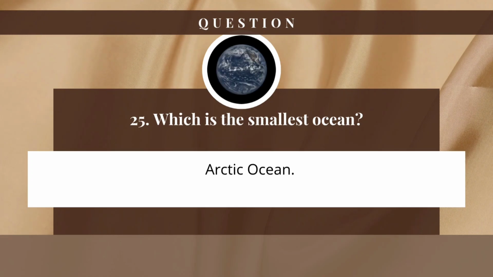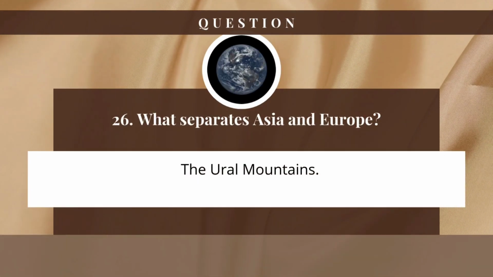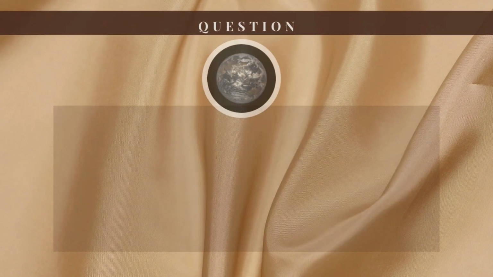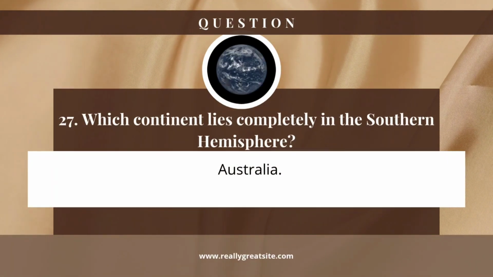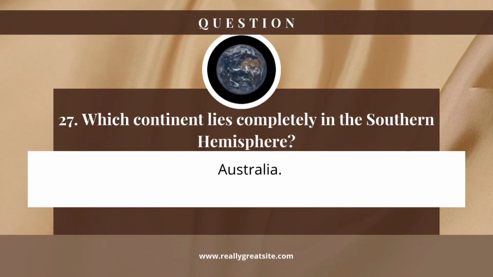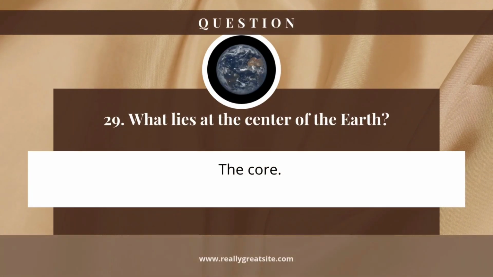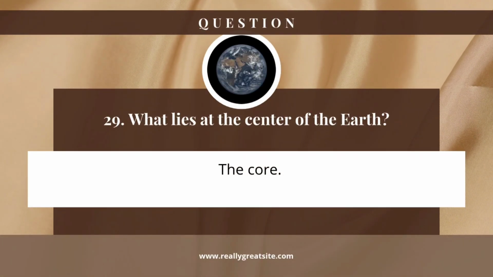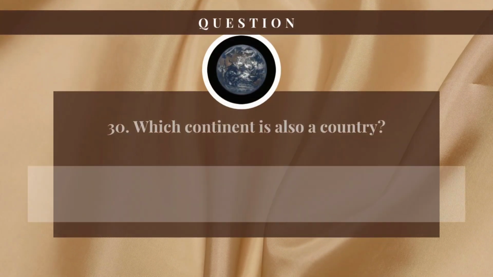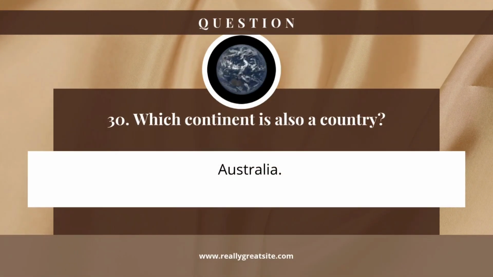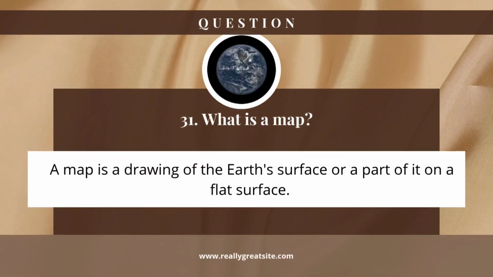25. Which is the smallest ocean? Answer. Arctic Ocean. 26. What separates Asia and Europe? Answer. The Ural Mountains. 27. Which continent lies completely in the southern hemisphere? Answer. Australia. 28. Which is the driest continent? Answer. Antarctica. 29. What lies at the center of the Earth? Answer. The core. 30. Which continent is also a country? Answer. Australia.